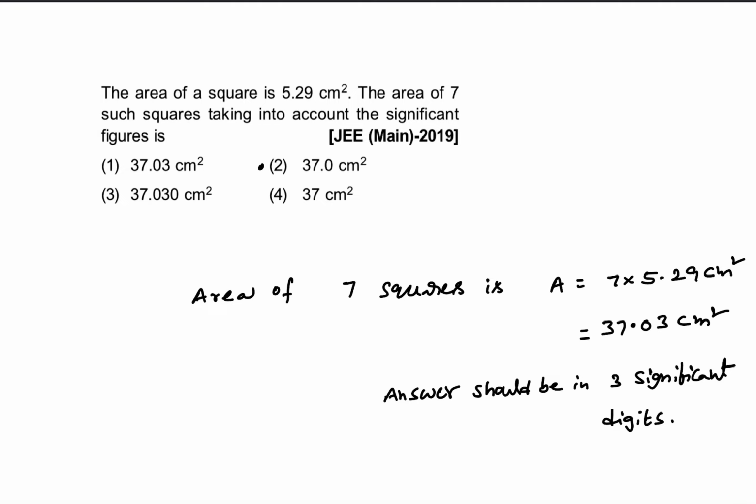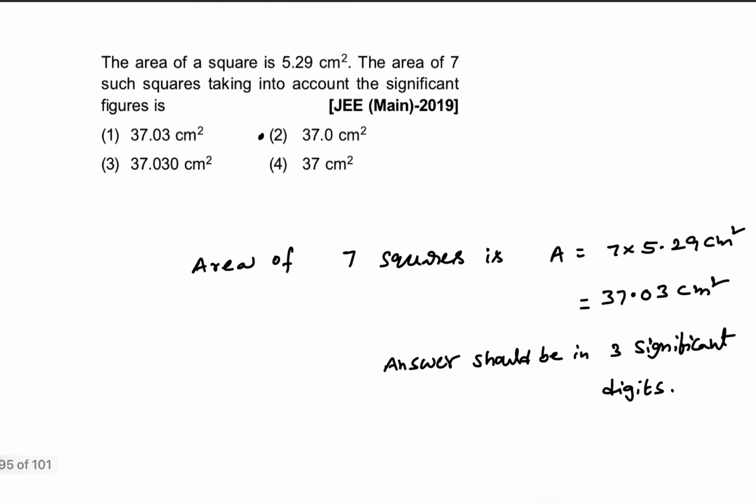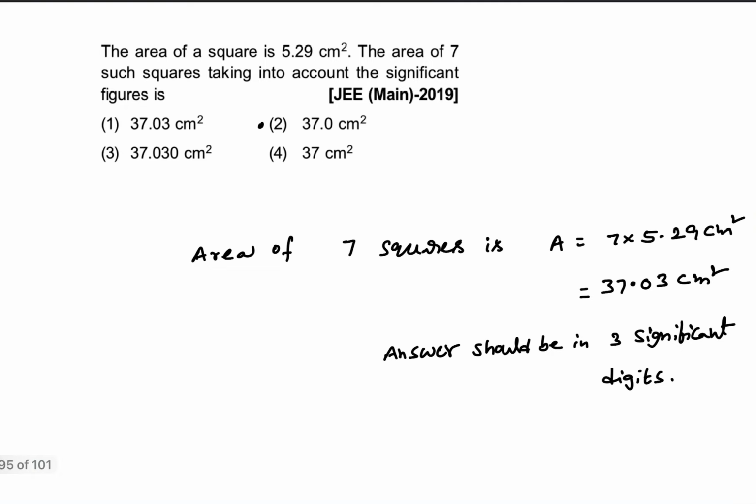Okay, now we are moving to the other question. The area of the square is 5.29 centimeters square. The area of 7 such squares, taking into account the significant figures, is what? Now you can see one area is 5.29 centimeters square. 7 such squares is 7 into 5.29. Same thing I have done. We finally got 37.03 centimeters square.